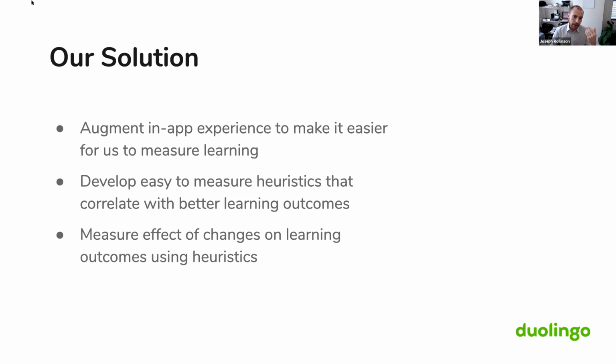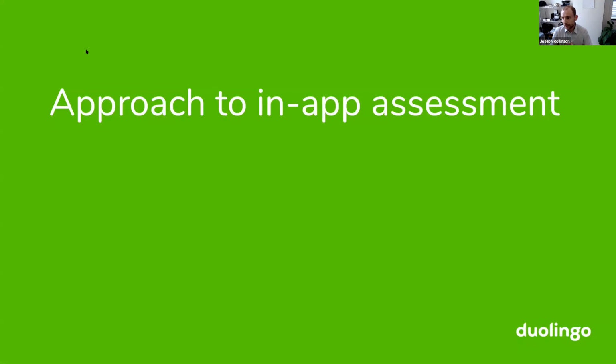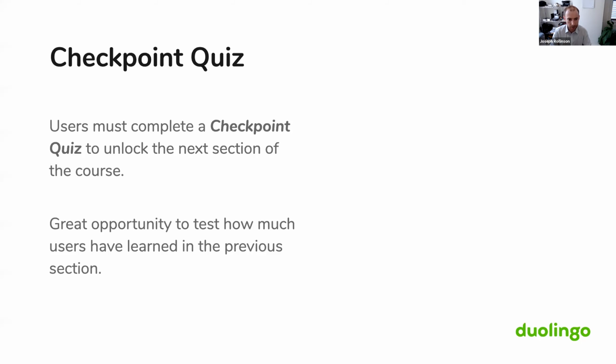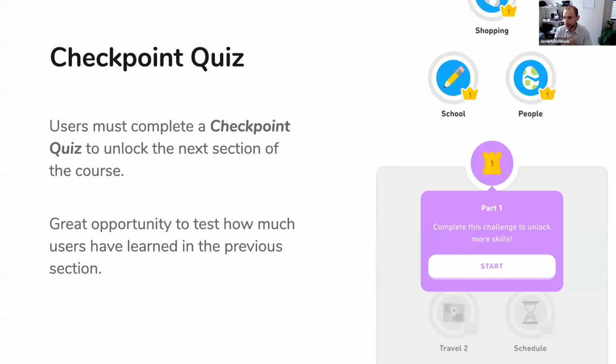So now let's talk through an example of how this looks in practice. So we'll talk a little bit about the checkpoint quiz. One thing that we haven't yet talked about in terms of Duolingo's structure or course structure is that each course is broken into sections. So you have section 1, section 2, section 3. And between each of these sections is what we call a checkpoint. And in order to progress past a checkpoint, users must complete a checkpoint quiz.